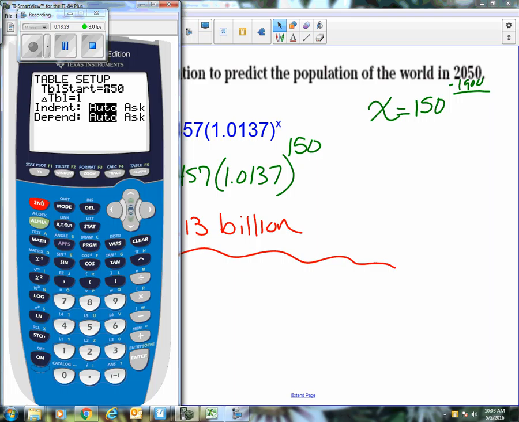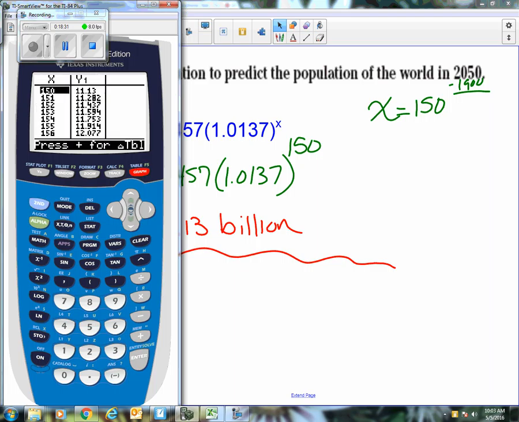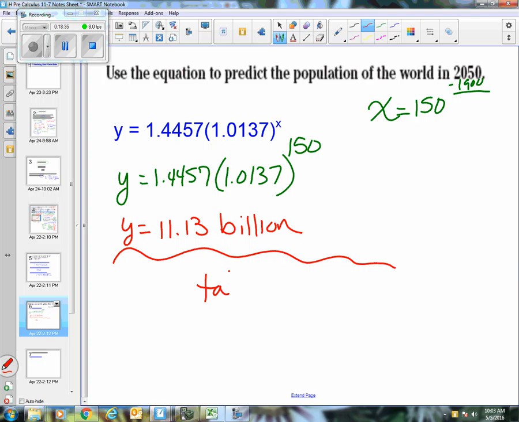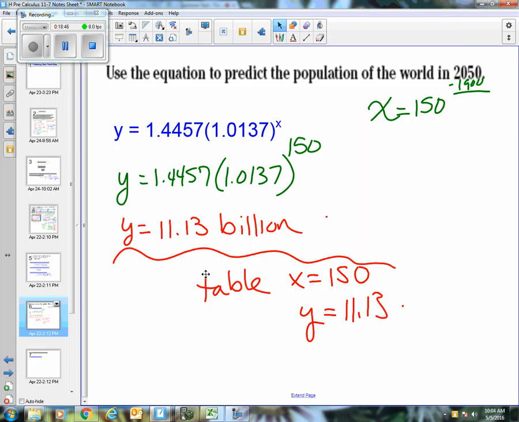So just go to table set, start it at 150, and then you can get that value as well. So 11.13. So it matches up really well. So your other option is to go to your table, check your x value at 150, and what would the y value be. And those numbers that you got from your equation versus the graphing calculator table may not be perfect, right? Because if you've rounded a little bit, or what equation you put in was rounded, it may not match up as nicely as this one did, but it should be super close.